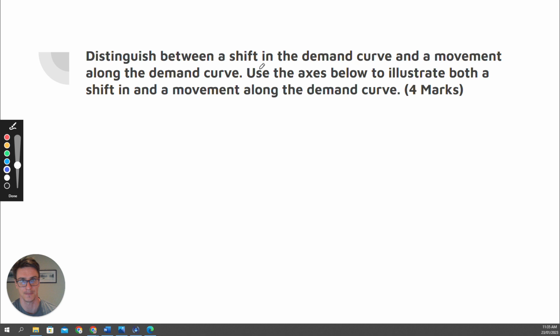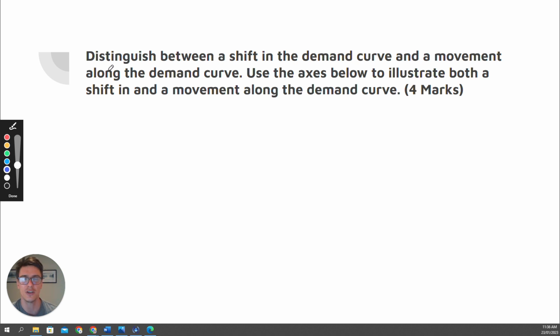Okay. The question's worth 4 marks, which means the first part, we're just going to split in two, which you can do a lot of the time, almost all the time. First part is worth 2 marks and the second part is worth 2 marks. Now in the last video we looked at what distinguish means as a task word. It means to show the difference between two concepts.